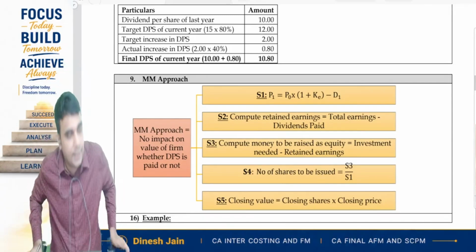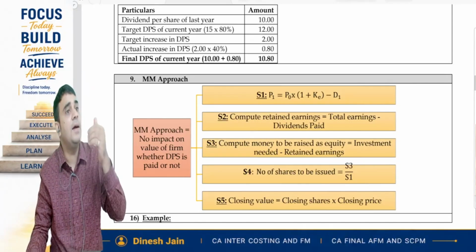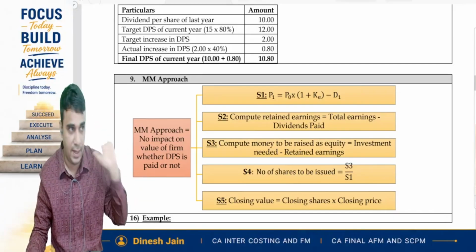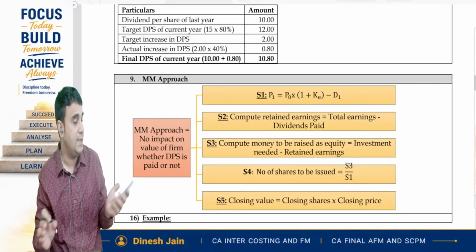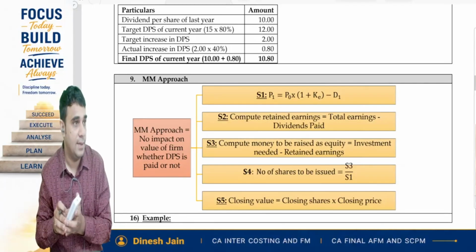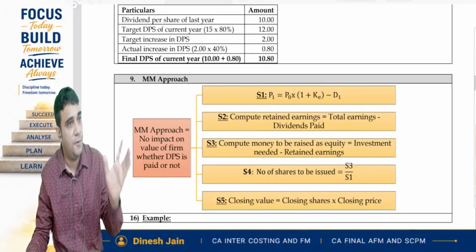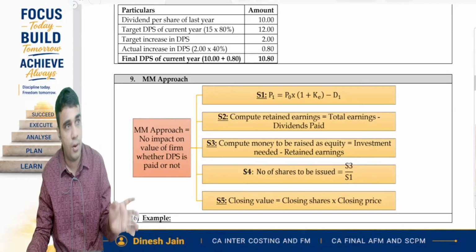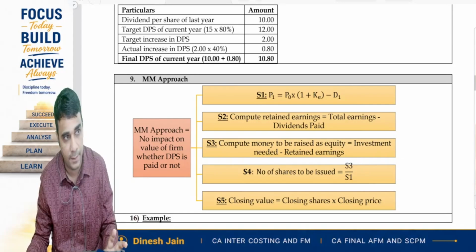the Modigliani Miller approach. He basically said that whether you pay dividends or you don't pay dividends, it doesn't matter. The same thing is said in capital structure also. Whether you have a 50-50 combo, 40-60, 100-0 or 80-20 combo, it doesn't really matter. The value of the firm will remain the same.